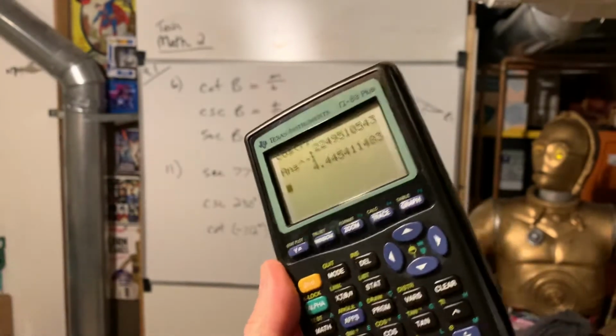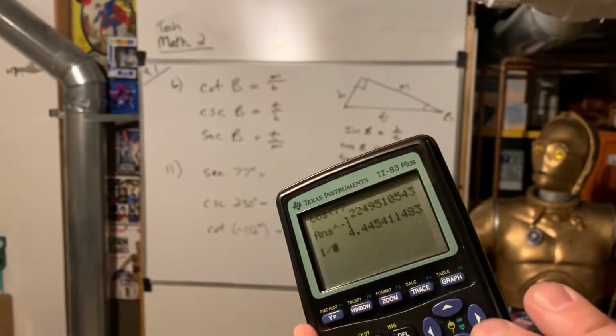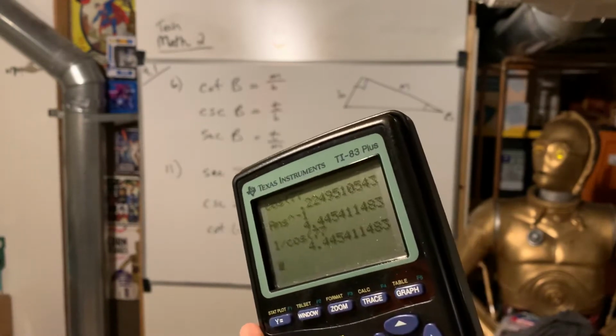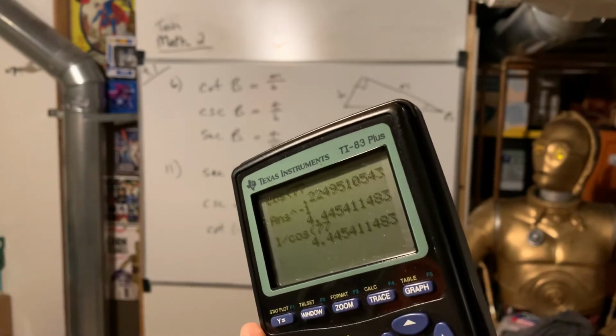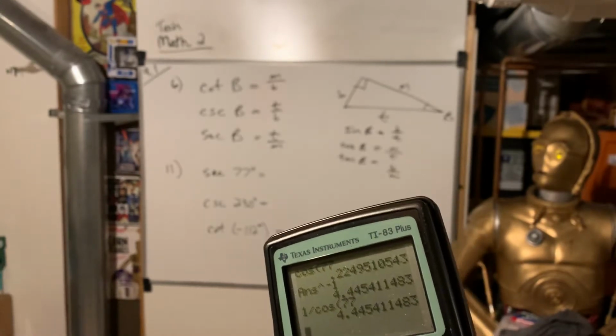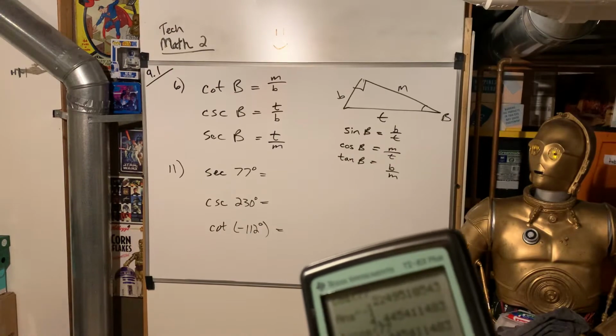Or you could do it like this. If you hate that, you can go 1 divided by the cosine of 77 degrees. And that's the same thing. That's probably easier to think of it that way. 1 divided by the cosine. So that's 4.44. Cosecant, that's sine.